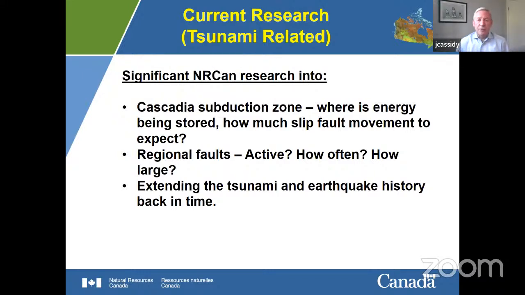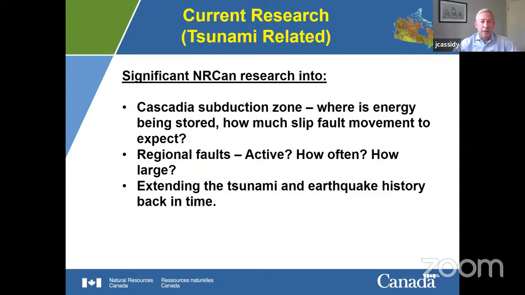So these are all things that we're working on, and we've made really significant improvements over the past number of years in terms of monitoring and providing this information. A lot of our current research is in partnership with international groups from Japan, Chile and the US, and Canadian universities. Some of the things we're looking at right now are imaging the Cascadia subduction zone to better understand where energy is being stored for future earthquakes and tsunamis, and how much slip we can expect along that fault.